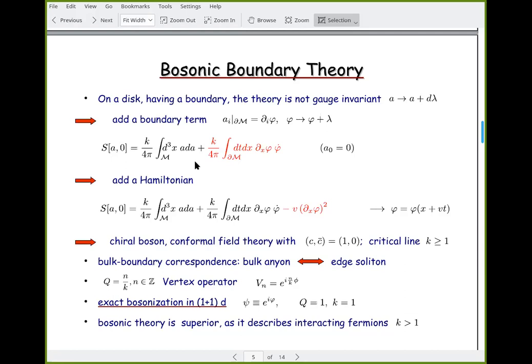So you have to add some other degrees of freedom that compensate. Because after all, we know that on the boundary there are degrees of freedom, these edge excitations, and also you expect that there is current conservation, because the current from the bulk can flow to the boundary and should be conserved everywhere. So this is the term you write, and one way to understand this term is to say that the gauge field on the boundary can be written as a pure gauge term, because we are in one dimension and there is no real gauge field in one dimension. So I replace A on the boundary with d phi, and then you get a total derivative, and this is the term that you get on the boundary.